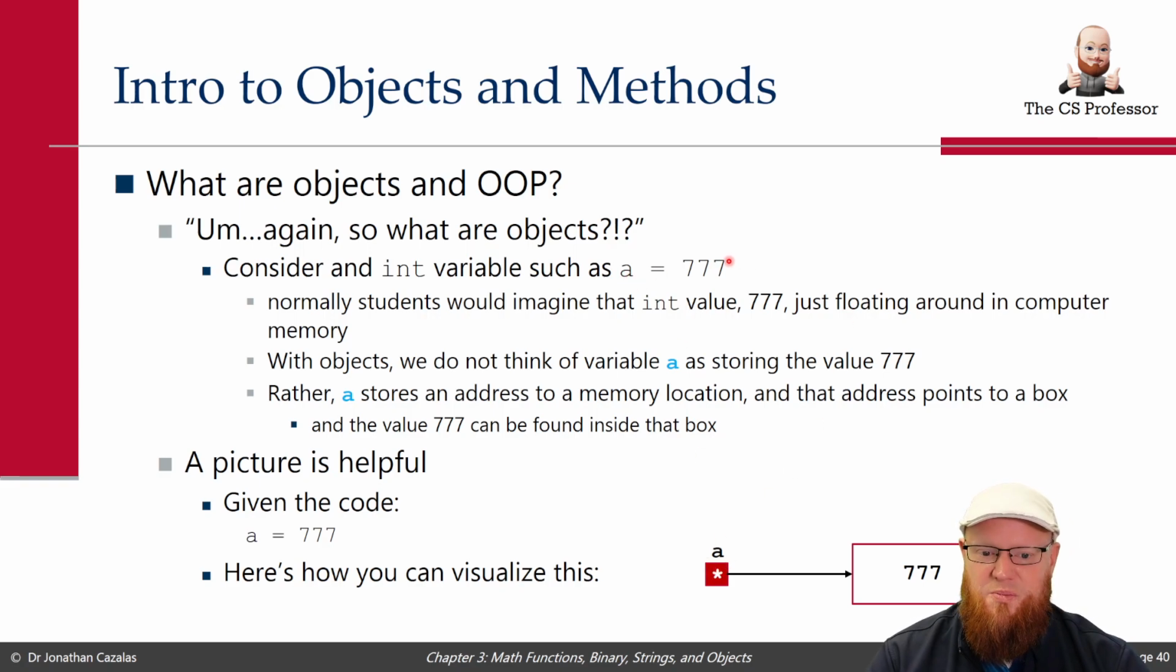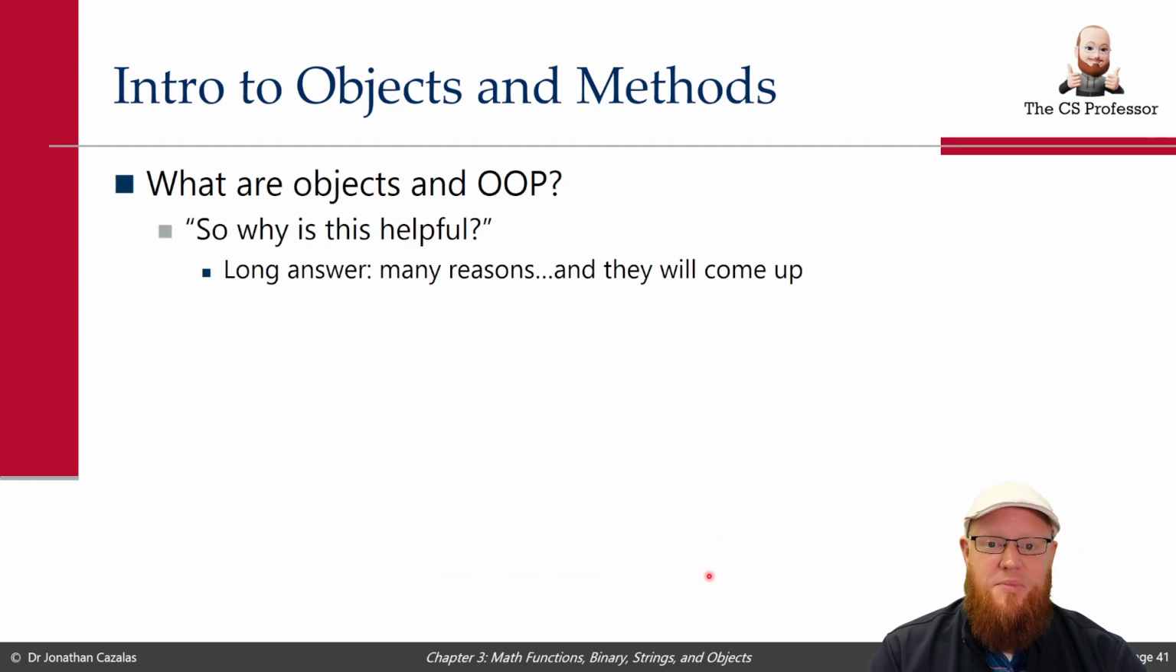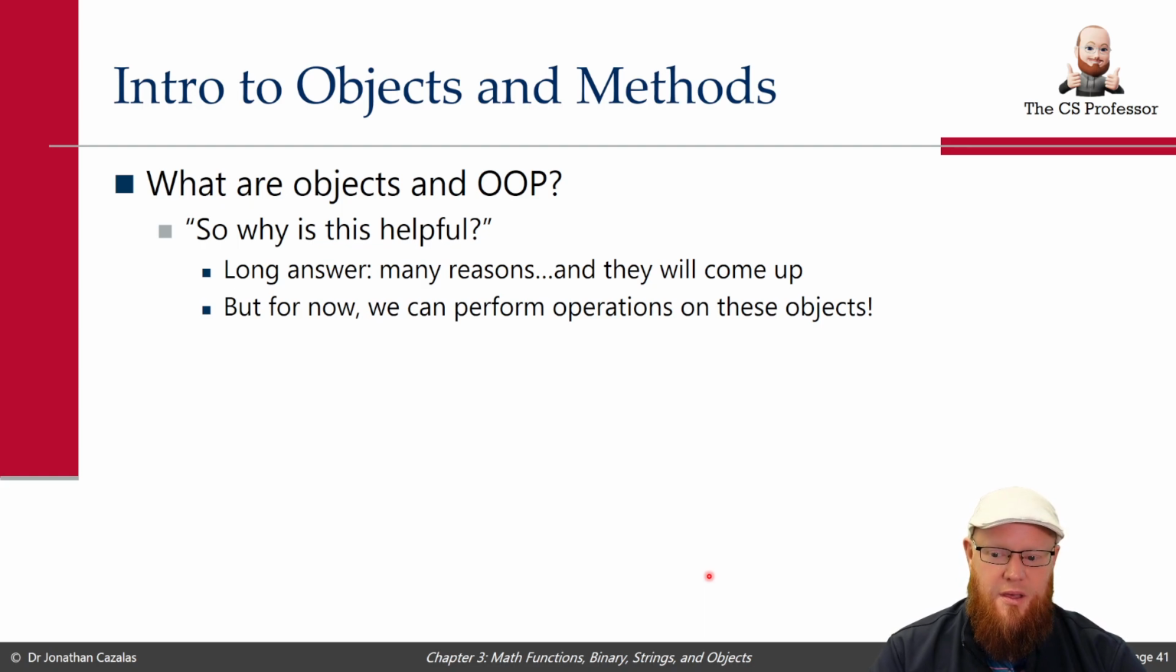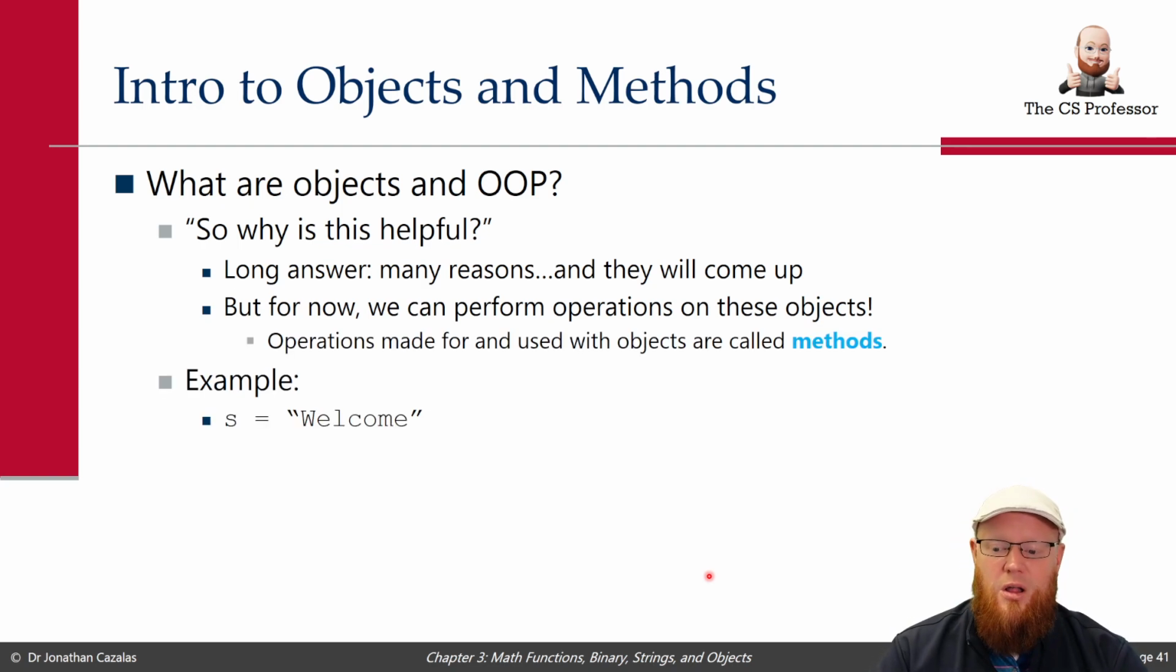If we say A is 777, an object is made with that number, and what is actually saved inside A is the address of that object. What's the takeaway? Why is that valuable? Because if you know that something is an object, then you know that there are operations that we can often perform on these objects. And these operations are called methods.